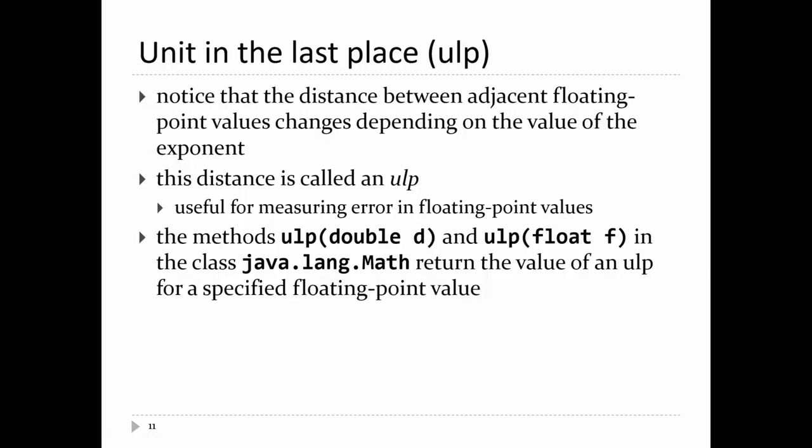Okay, so the ULP is the distance between adjacent floating point values. The magnitude of that value changes depending on the magnitude of your exponent. When people talk about errors when using floating point numbers, they often talk about errors in ULPs. So if you want to know what is the magnitude of an ULP, you can ask Java for it. If you have some value, say 1.0, and I would like to know the value of an ULP for it, you can call the method Math.ulp and pass in 1.0. And Java will tell you the magnitude of an ULP for the value 1.0.